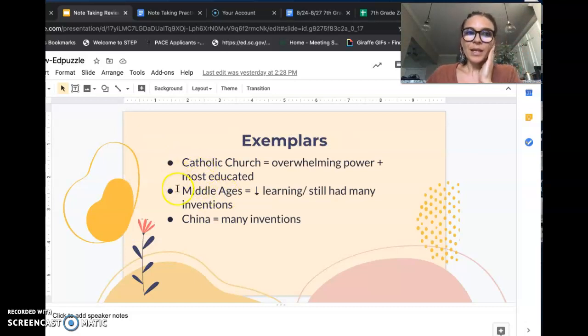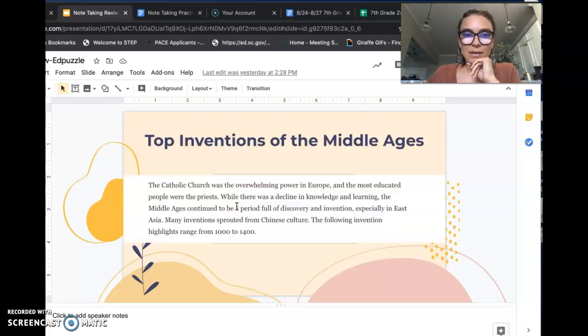Okay, the second note that I had, I put the Middle Ages equals a decline in learning. So pretty much the Middle Ages were a decrease, or remember, lull in learning. Then I put a slash because this is a different thought. Even though that happened, they still had many inventions, right? This passage talked about while there was a decline in knowledge and learning, the Middle Ages continued to be a period full of discovery and invention.